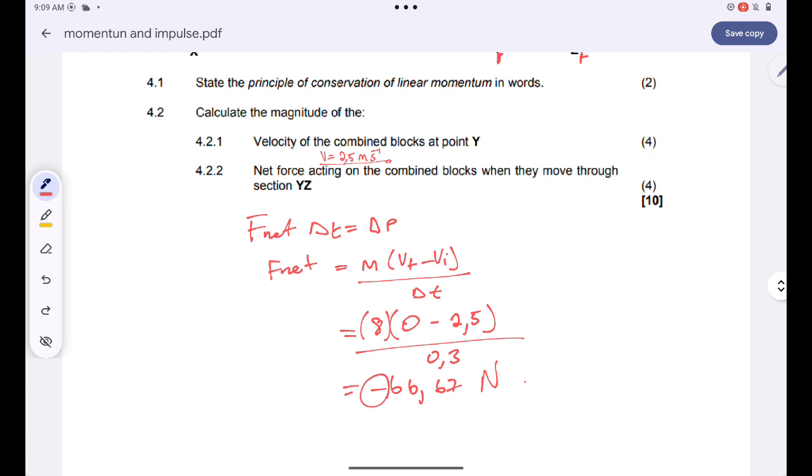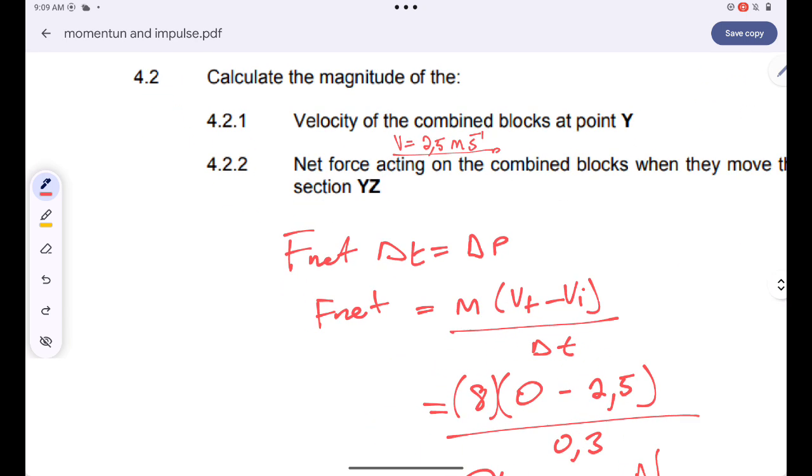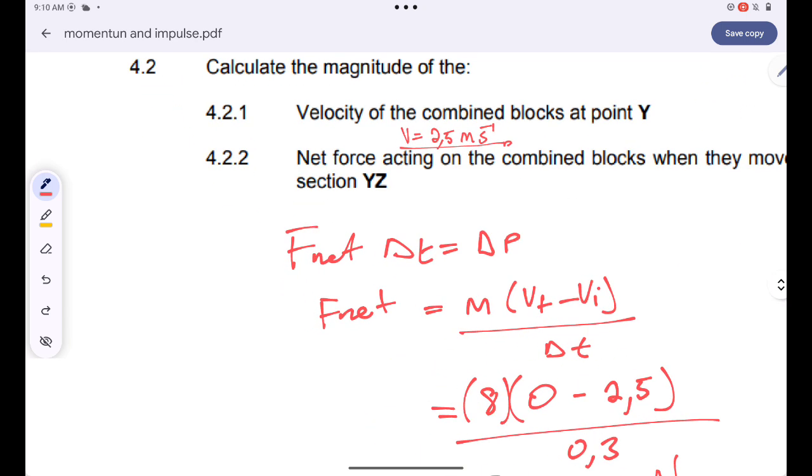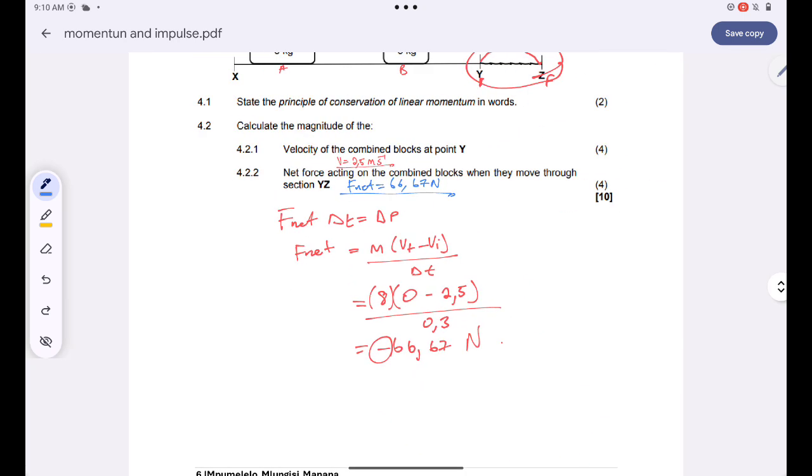I was expecting to find a negative answer. Why? Because the only force acting on this surface is frictional force, and frictional force is opposing motion. So since it's opposing motion, it has to be negative. But here they only wanted me to find the magnitude of the net force. So F net is just 66.67 newtons. That's how, guys, you're supposed to tackle that question.